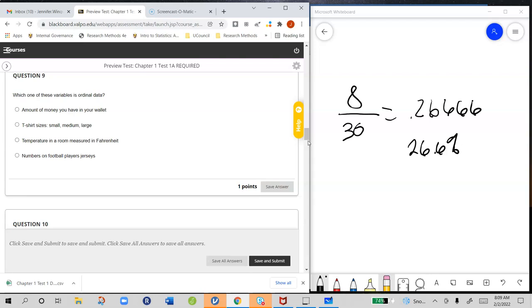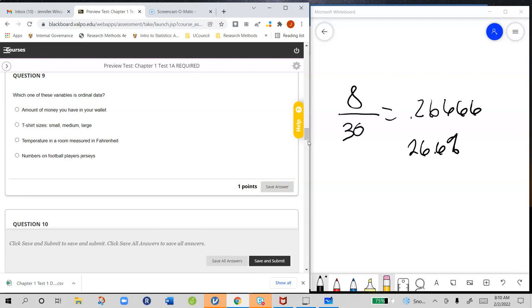Okay? If we look at temperature in a room measured in degrees Fahrenheit, this would be an example of an interval ratio scale, okay? Because even if you think about a thermometer, the tick marks on a thermometer are all equally spaced. Each degree, 1 degree increase means the exact same amount each time.